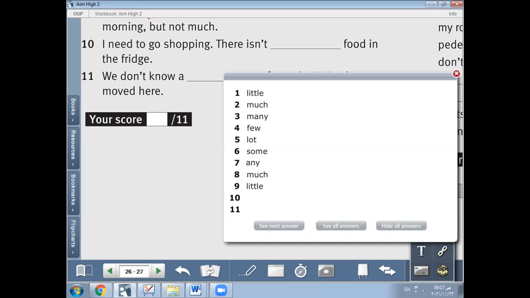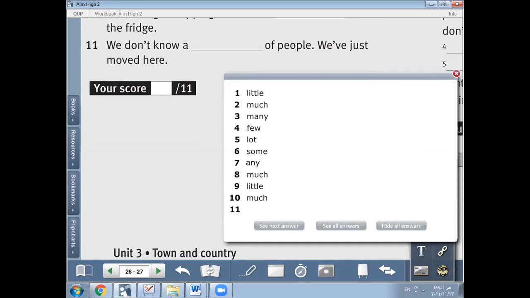Karim. Yeah, there isn't much, because food is uncountable and we have a negative. The last one, we don't know. Muhammad. We don't know a lot of people. We've just moved here. Yalla, check your answers.